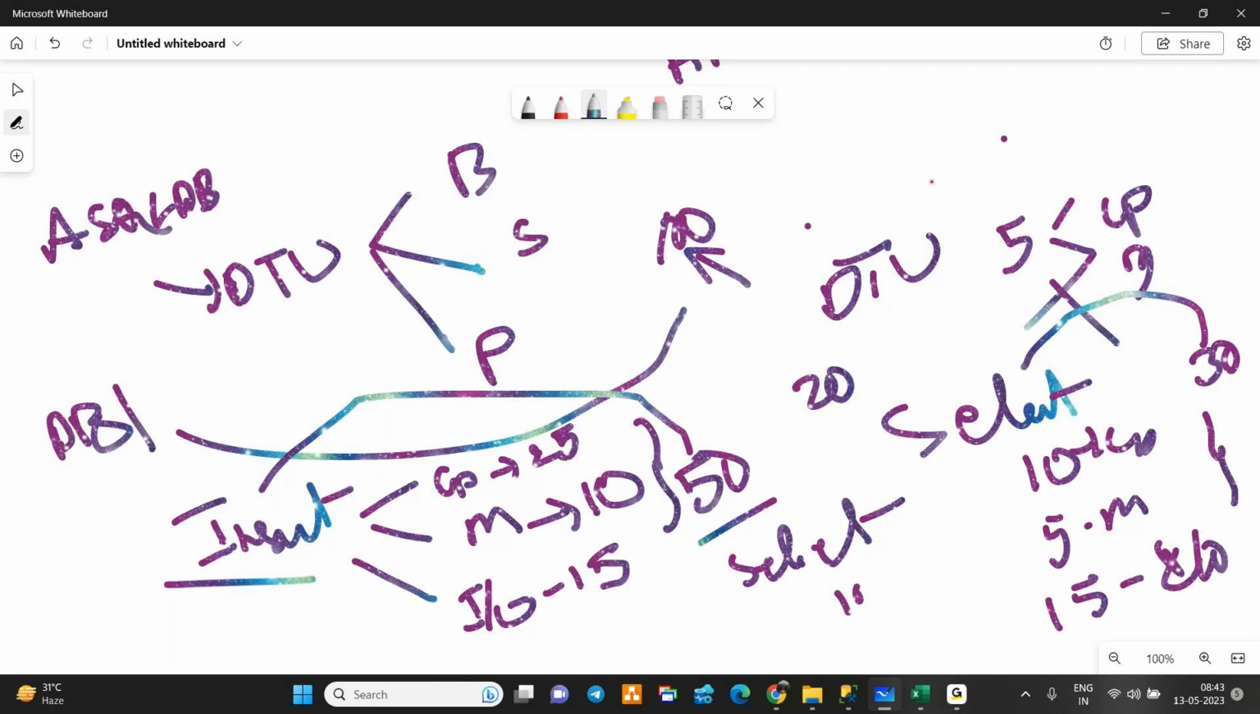When you go to the DTU purchasing model, if someone is asking an interview question, your answer should be: DTU stands for database transaction unit. It's a blend of measures of CPU, memory, and IO. For example, if I'm deploying a database with the DTU purchasing model and I selected 100 DTUs, while I'm performing an insert operation, it will get the CPU allocation from the DTUs, memory, and IO. That is how you should explain to the interviewer, sir. That is nothing but a blend.